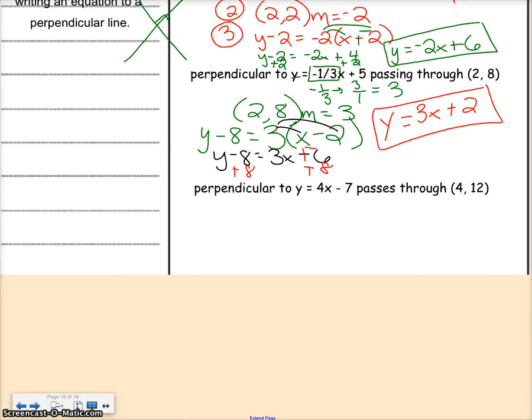Okay? The next one, y equals 4x minus 7, and it passes through the point (4, 12). So the first thing I need to do is calculate my slope, and it looks like y is alone, so I can look at this one. This is really 4 over 1, so I need to flip it, 1 over 4, make it the opposite sign. Second step, I go through the point (4, 12), and my perpendicular slope is negative 1/4.